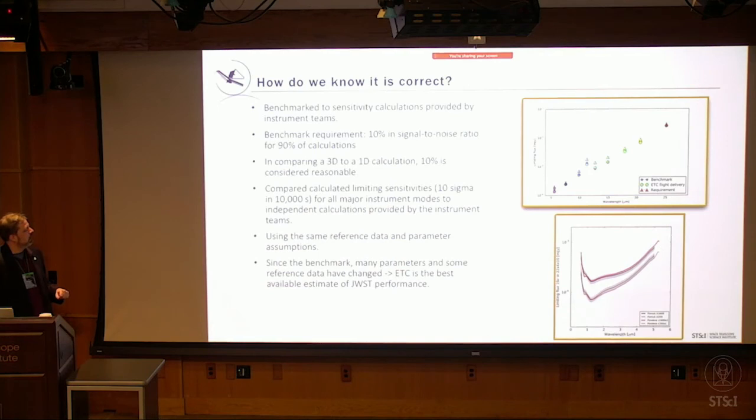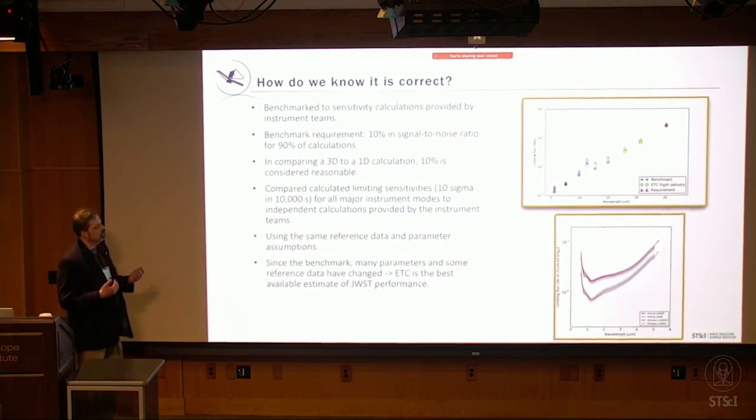All right, how do we know the exposure time calculator is correct? Well, we went through a long exercise in ETC a couple of years ago with all the instrument teams. They made their own exposure time calculator, sensitivity calculations for their instruments. We compared them, benchmarked them to the ETC calculations, and we required that at least 90% of the calculations were closer than 10% in signal-to-noise ratio. In many cases, we were much better than that.